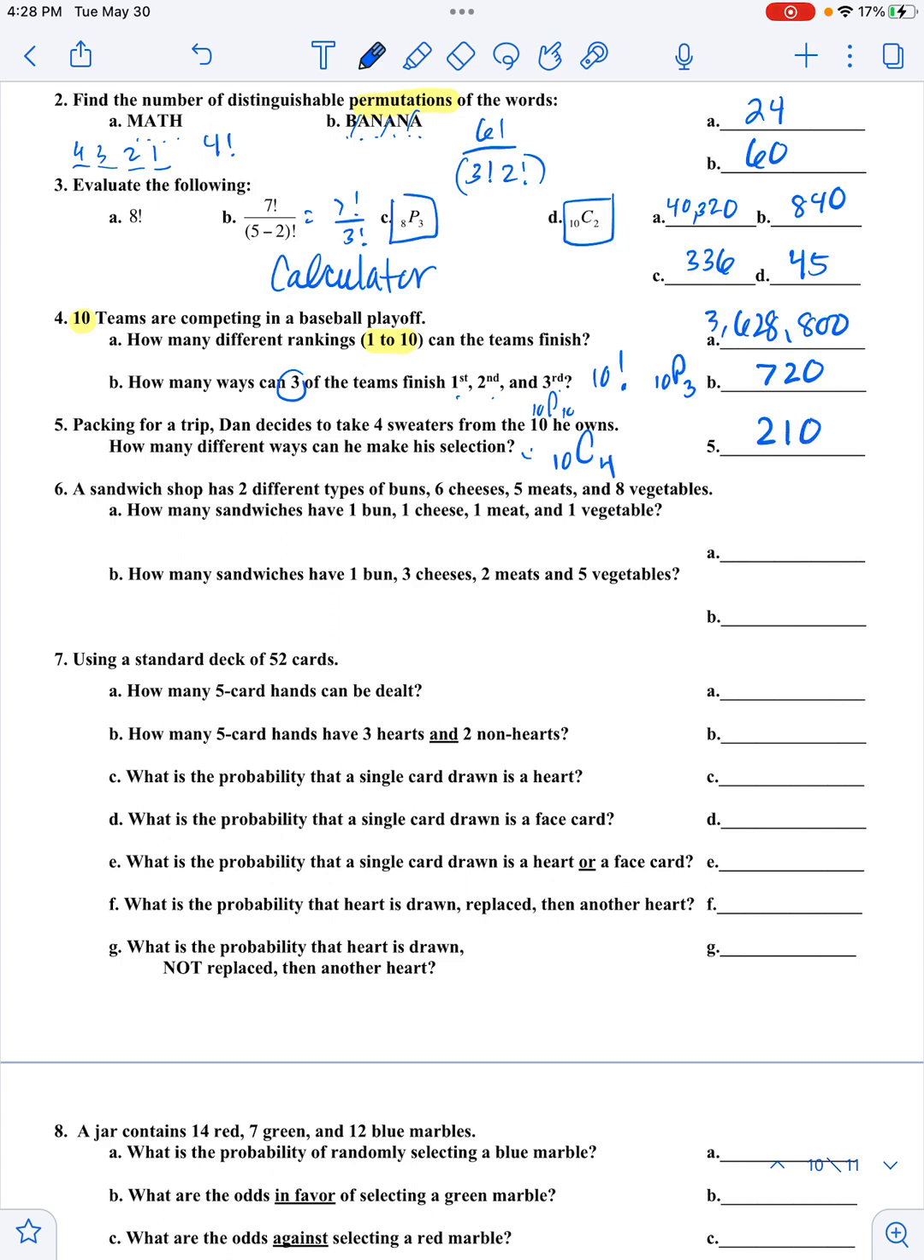Again, 100% calculator. Good idea to write all of these setups onto your test so that I can see what you did in case your answer is wrong. Then I can give you some part credit.